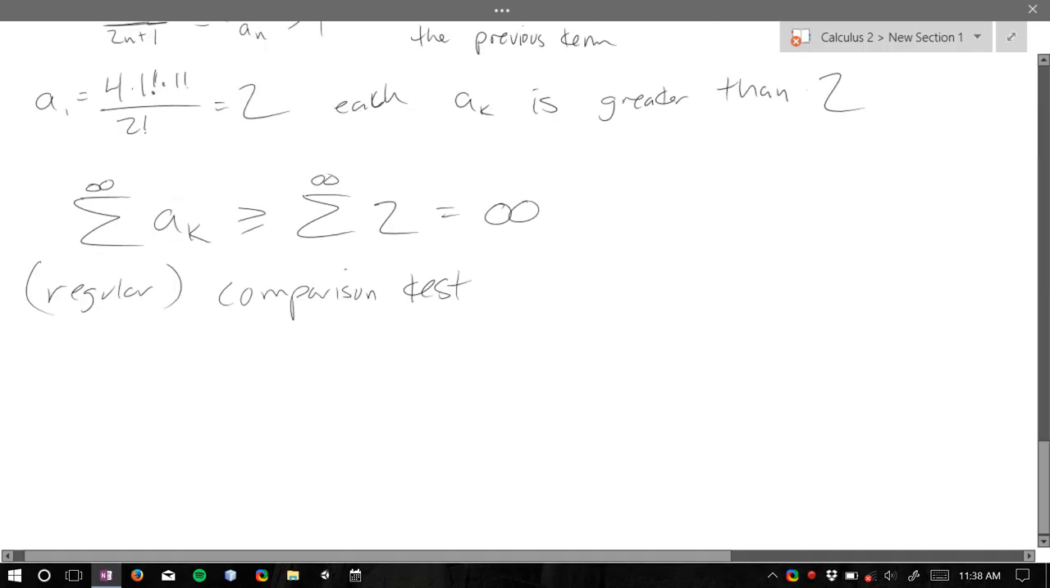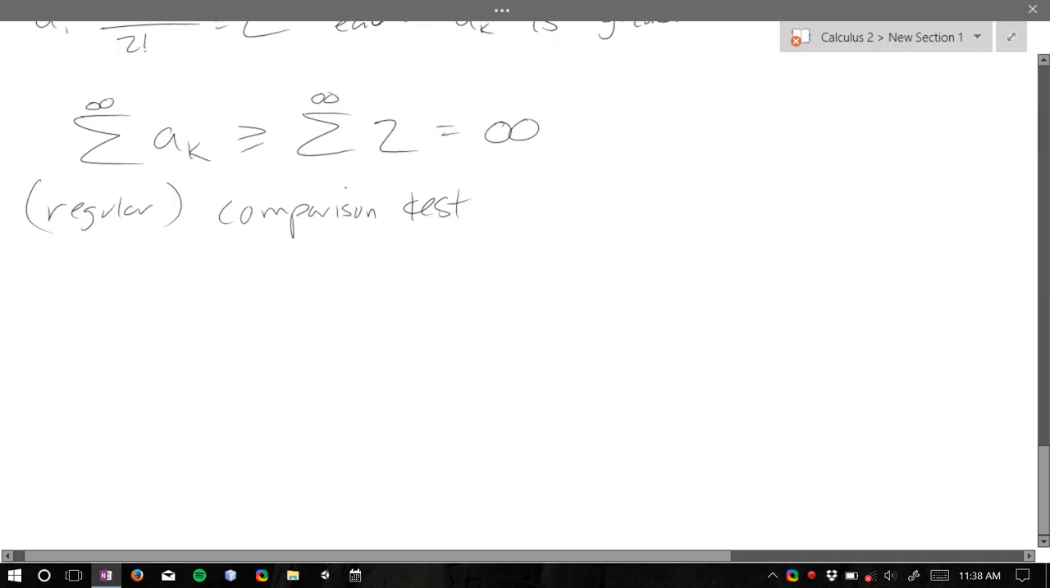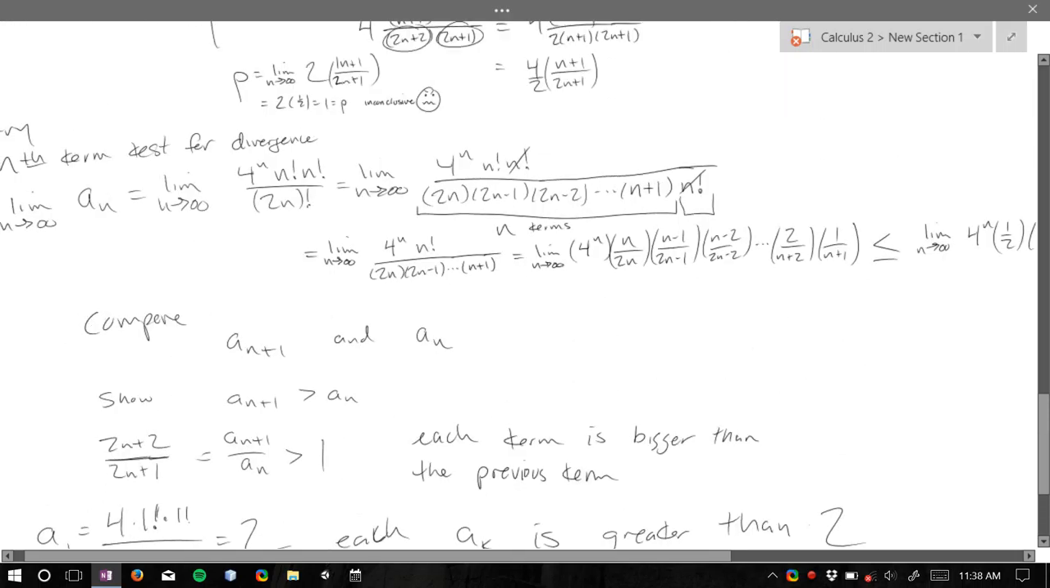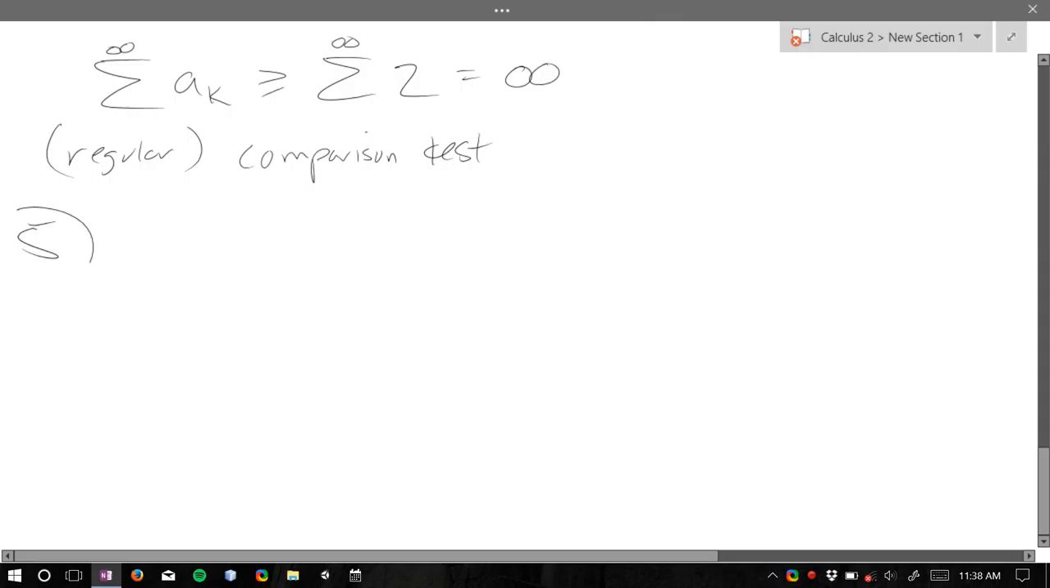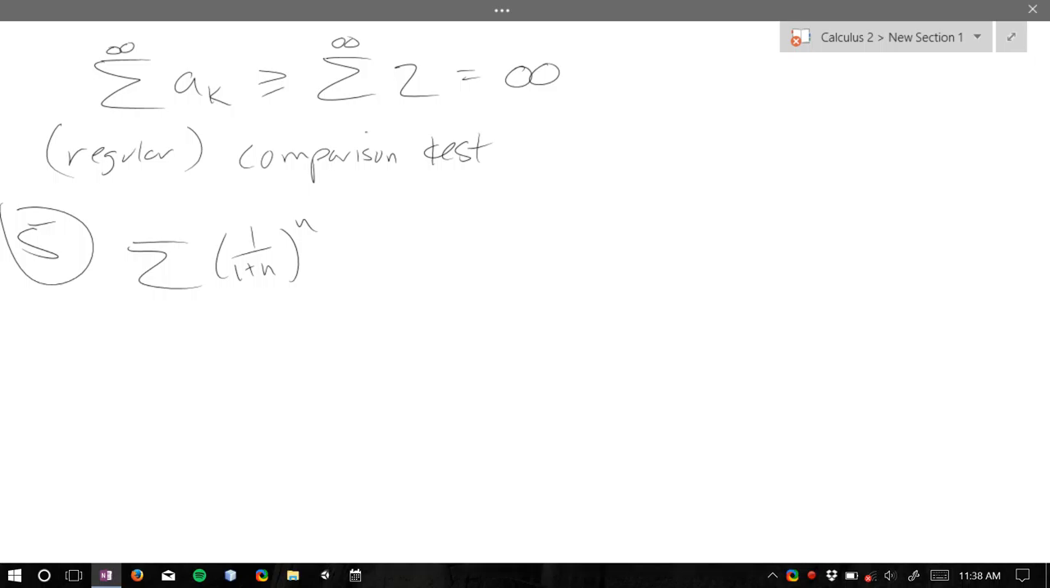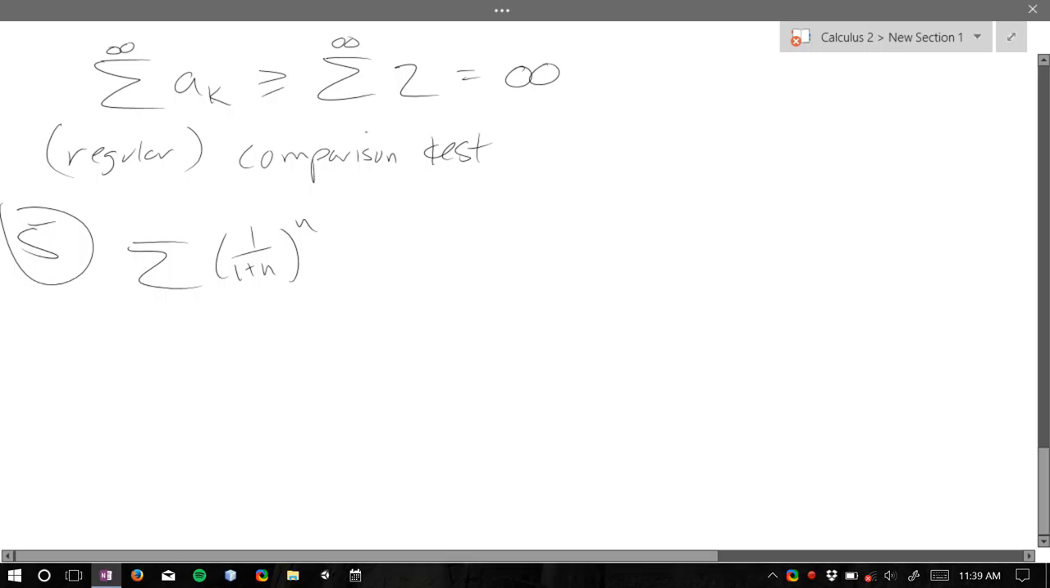All right, last example. This is number 4 or 5. Number 5, yes. That was 4, so we're on 5. We'll do 1 over 1 plus n to the nth power. So why is this a good candidate for the root test? Yeah, power is the nth power. So if I take the 1 over nth power of this term, that'll cancel out the nth power. So this is a really good candidate for the root test.